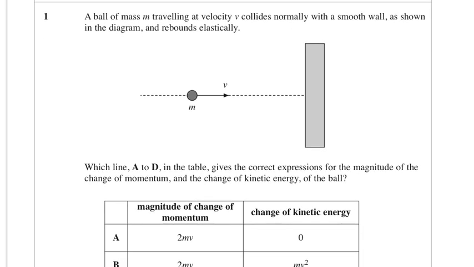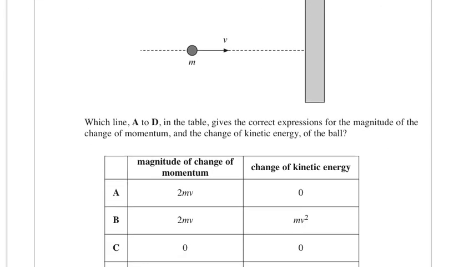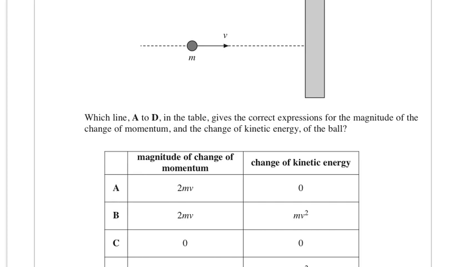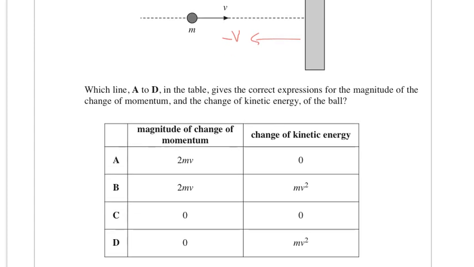A ball of mass m travelling at velocity v collides normally with a smooth wall as shown and rebounds elastically. Which line gives the correct expression for the change in momentum and the change in kinetic energy? So when it rebounds elastically, it's going to come out with velocity minus v. So the change in momentum is going to be minus mv minus mv, so it's going to be 2mv. And it's elastic, so kinetic energy is not going to change, making it answer A for this particular question.